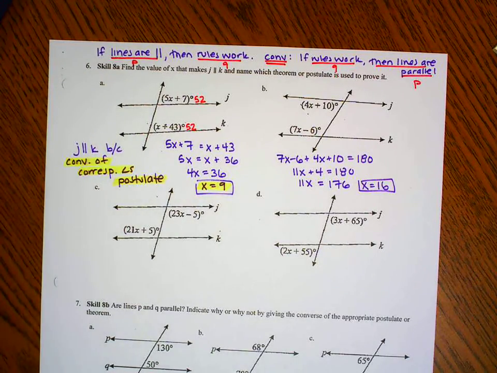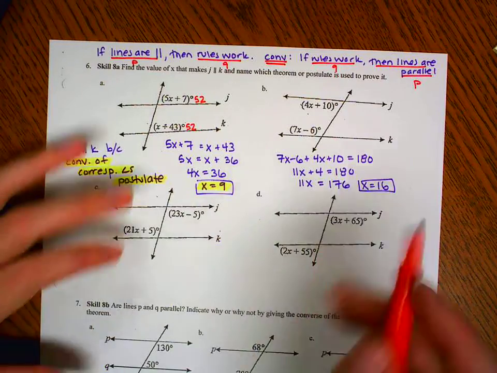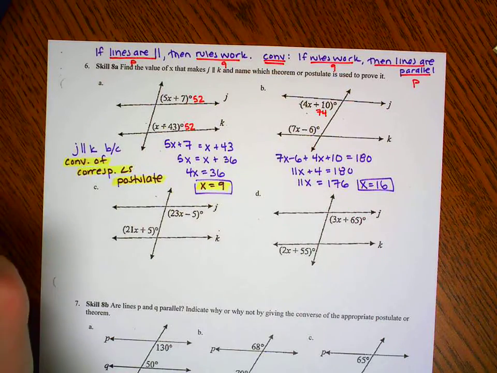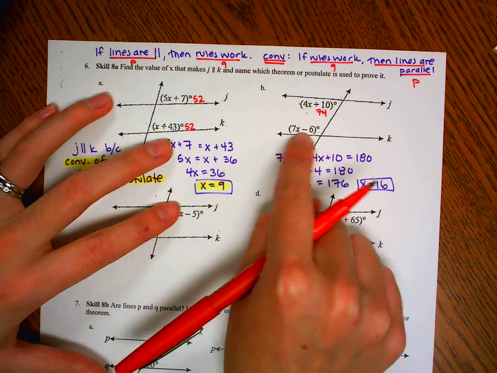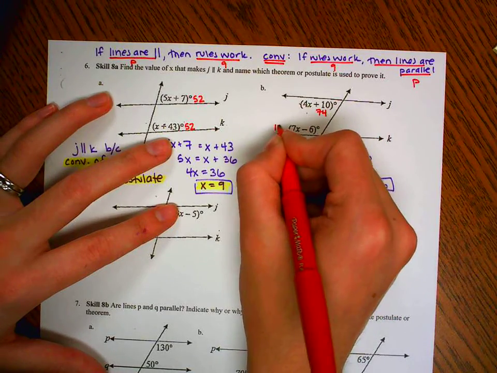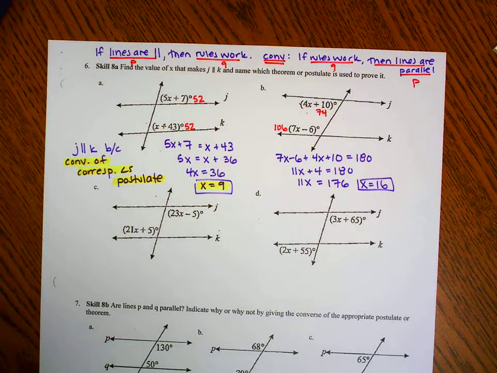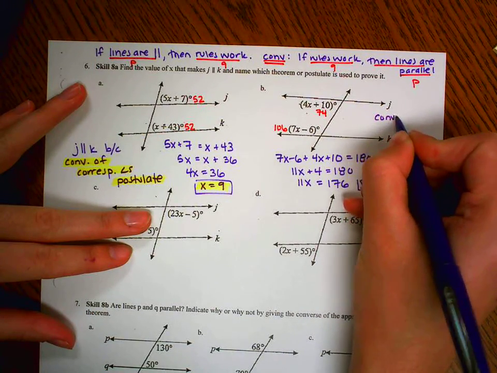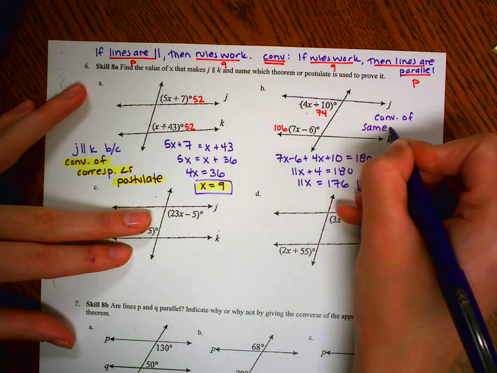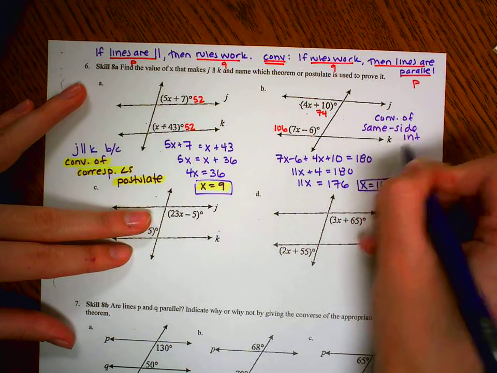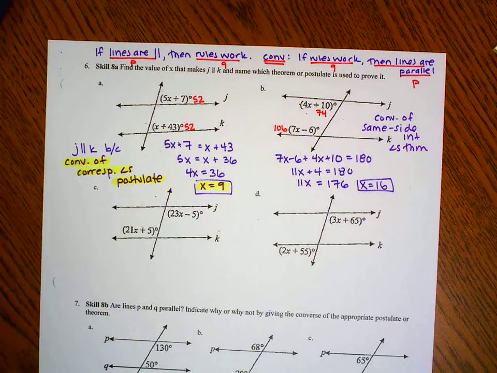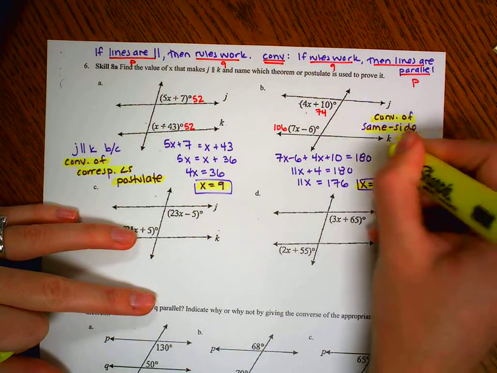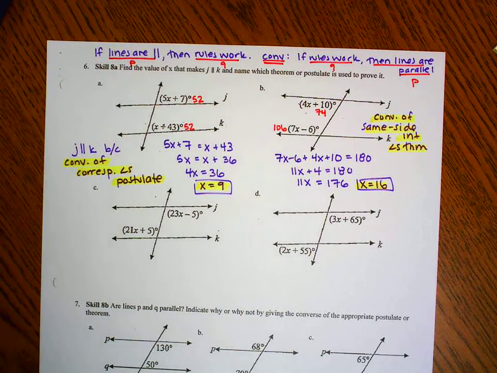If I actually plug it back in, 16 times 4 is 64. 64 plus 10 is 74. 7 times 16 is 112. 112 minus 6 is 106. That's perfect. Those add up to 180 like they were supposed to. So now we can say that these lines are going to be parallel because of the converse of the same side interior angles theorem. Remember that converse because we're proving they're parallel.